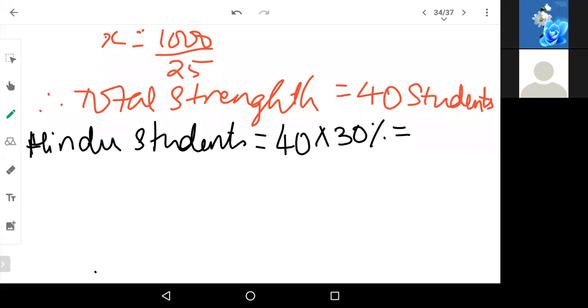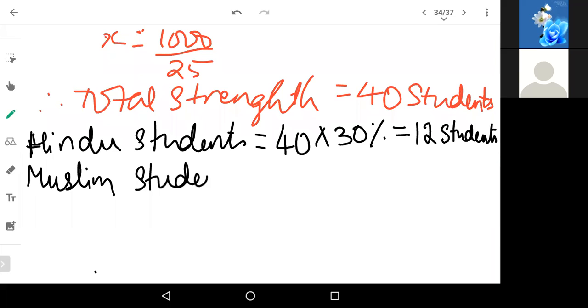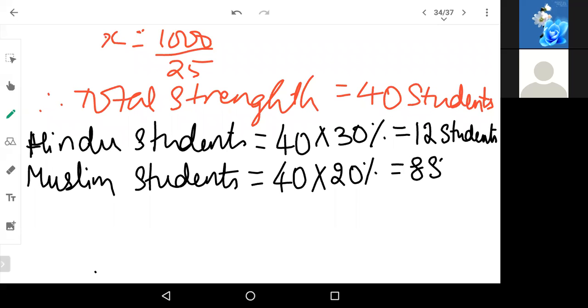Calculate 40 into 30%. 12. Very good. So, we will have 12 students who are Hindu students. Next, Muslim students. What was the percentage of Muslim students? We had 40 total. Out of that, 20% were Muslim students. So, how many students will we have? We will have, very good, 8 students in the class.